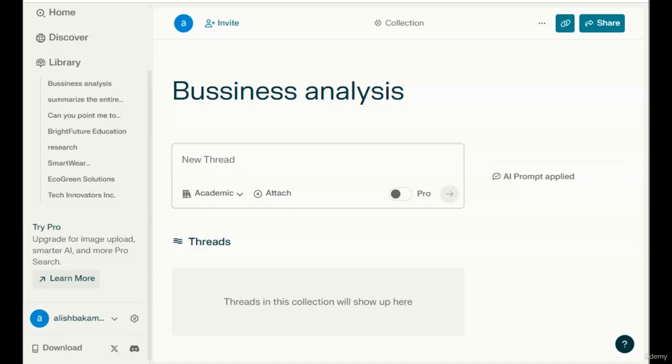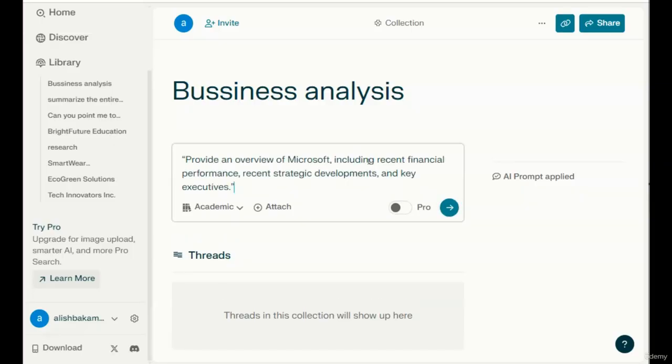So let's start with an example. We'll be talking about a well-known tech company, such as Microsoft. For this, you are going to type a prompt that says, "Provide an overview of Microsoft, including recent financial performance, recent strategic developments, and key executives."